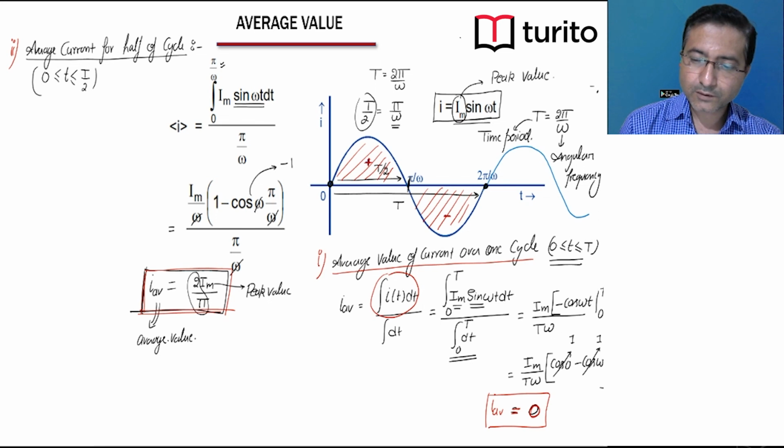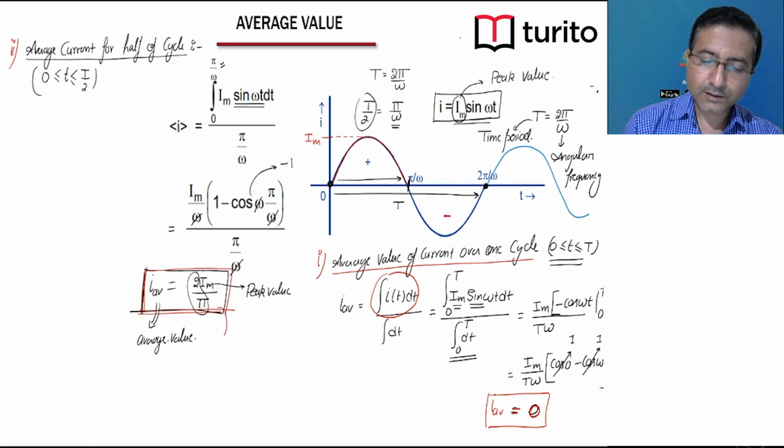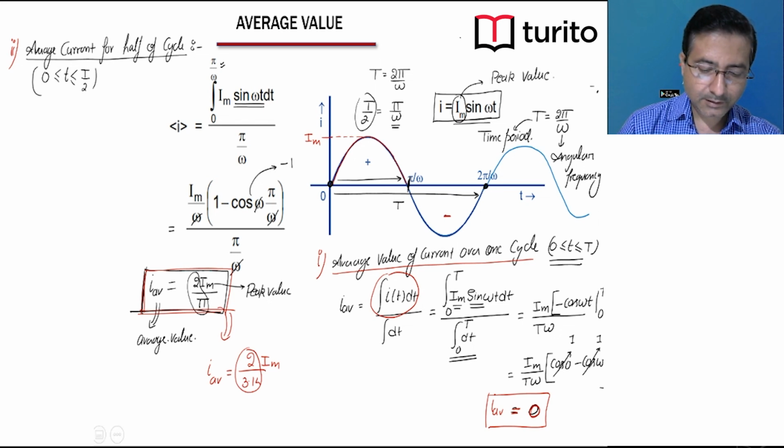Now let's locate this one on the graph. So for this half cycle, this is the peak value, right? Im. And if you look at this one, 2 divided by 3.14, if I write, then this value is less than 1. That means the average will be somewhere here. This is indicating 2 by pi times Im.